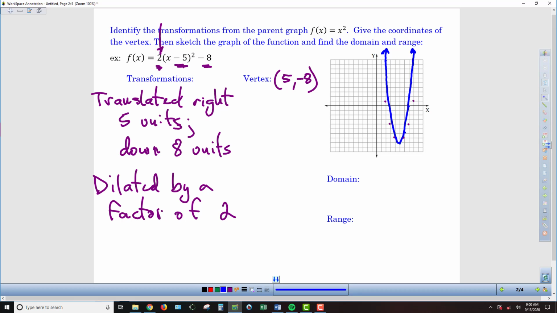And then the last thing that I have here is the domain and range. So we've talked about domain and range before, so I want to revisit that here in the context of these parabolas. So if you'll remember, domain is a question of what x values are you allowed to plug into your function, or what x values does your graph include.